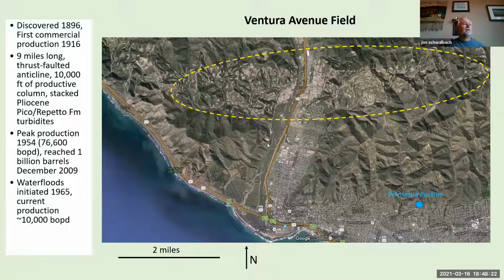So the photo shows the air photo with the coastline. You see 101, the Ventura River, Highway 33 bisects the field. And then here's Poinsettia Pavilion where we normally are, and hopefully we'll be back there in a few months.